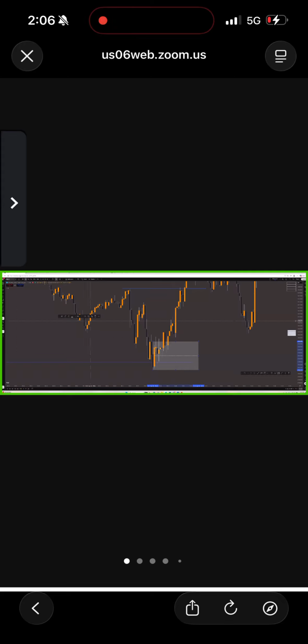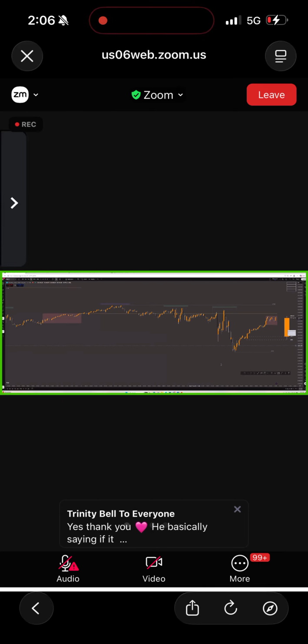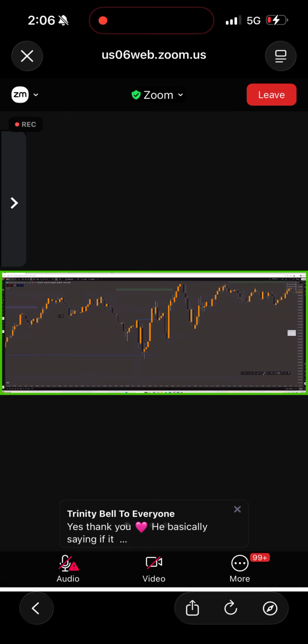So you could do this, or you can wait for the break of structure on the 5-minute time frame, which would give you a more secure trade from there. And you then wait for the pullback to happen, which it did. Price pulled back to the CE of this order block to then go higher.